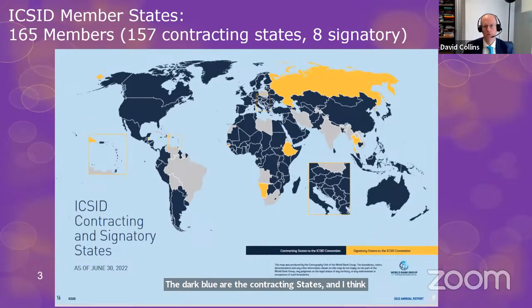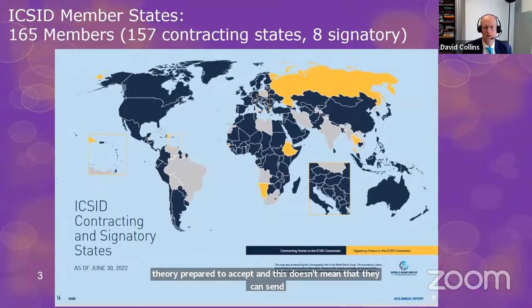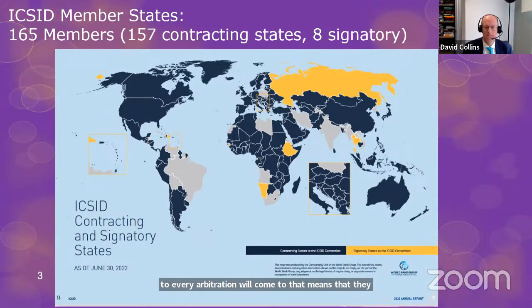Most countries in the world signed on to the ICSID Convention, which means they recognize that ICSID is a system of procedural rules that they're in theory prepared to accept. And this doesn't mean that they consent to every arbitration. We'll come to that in a minute, but it means that they consent to recognizing the outcomes of ICSID as being binding.